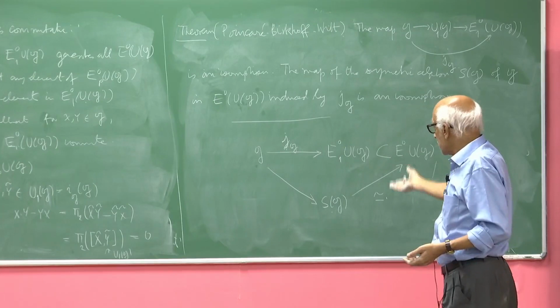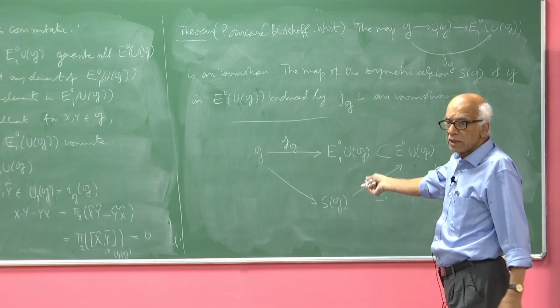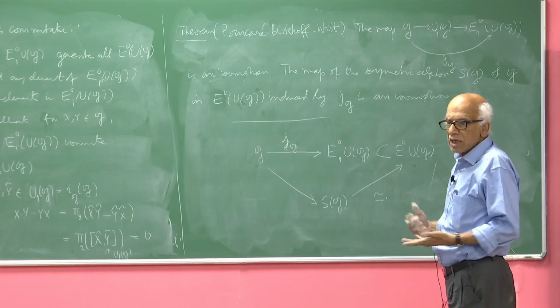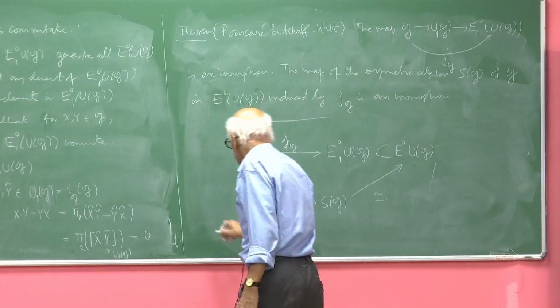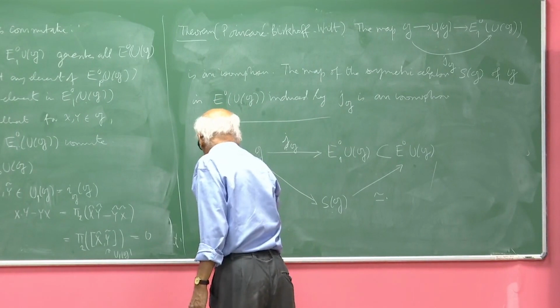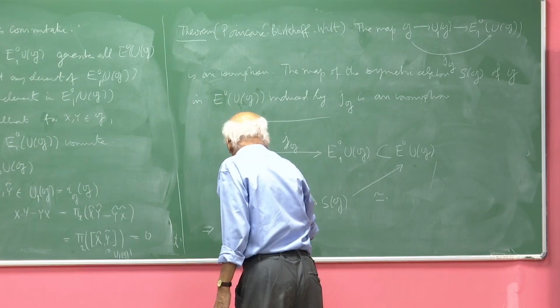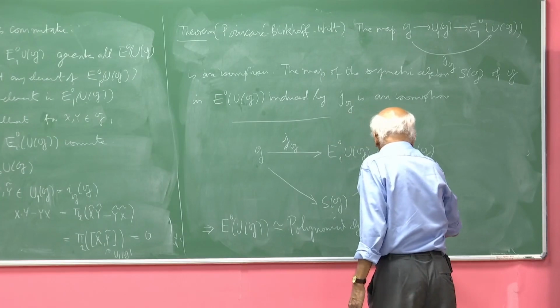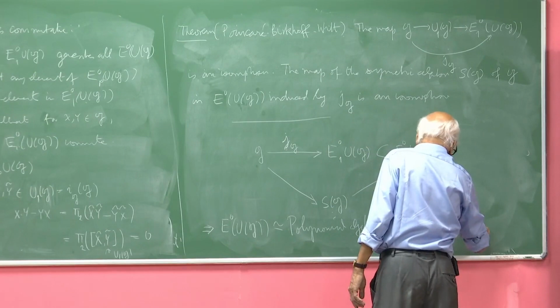And over a field, we know that the symmetric algebra is the same thing as the polynomial algebra in n variables, where n is the dimension of G. So what we are saying is that this associated graded algebra is an algebra which we are familiar with, namely a polynomial algebra in as many variables as the dimension of G. So the theorem implies that E0 UG is isomorphic to a polynomial algebra over d variables, where d is the dimension of G.